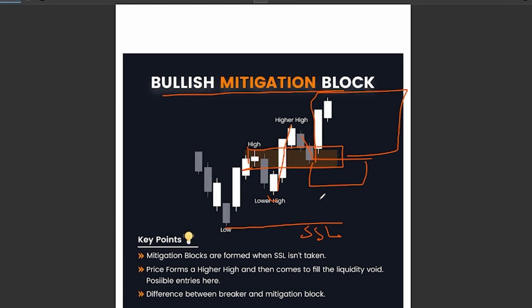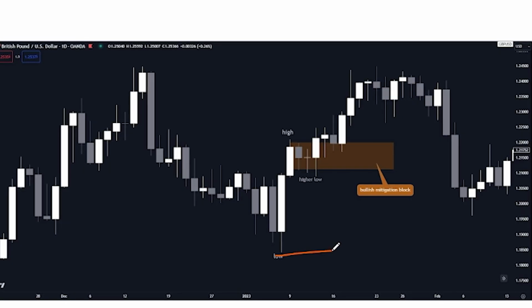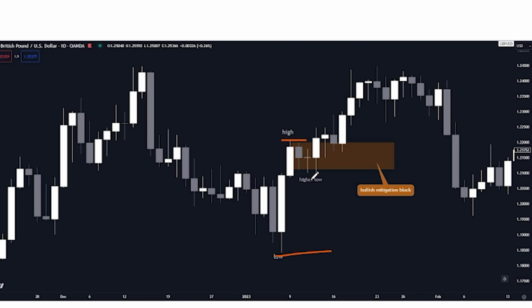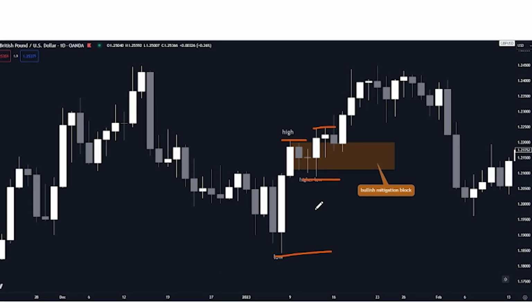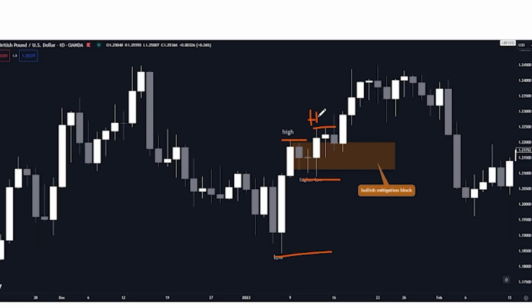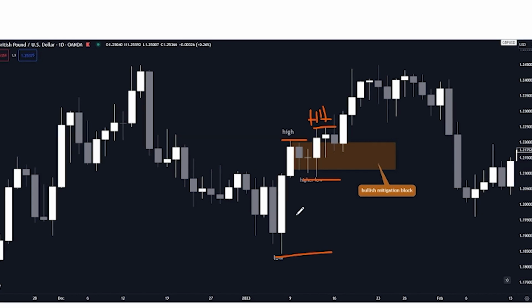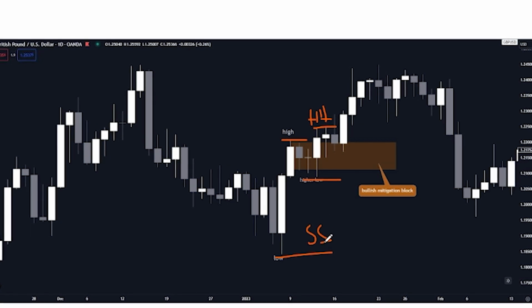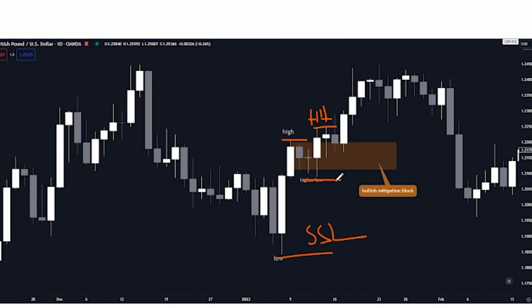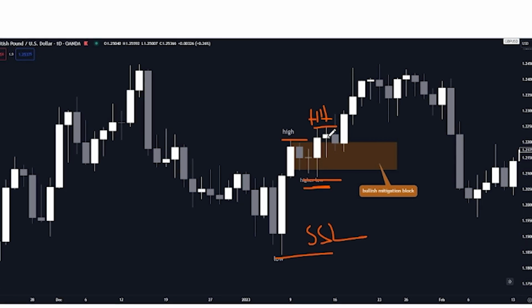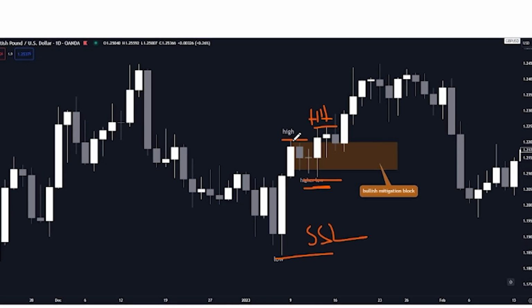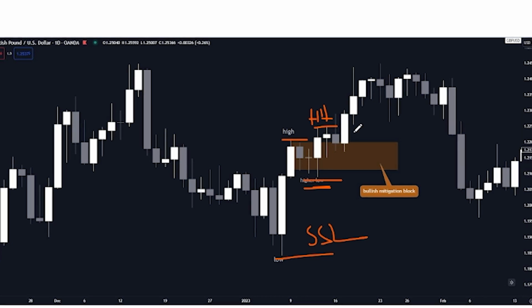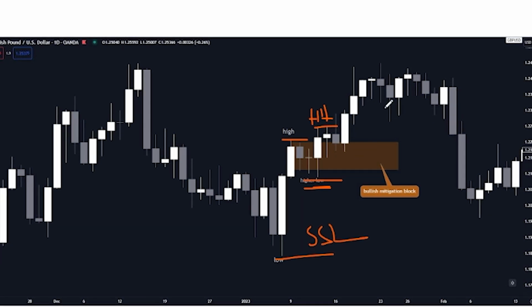So this is the basic structure of a bullish mitigation block. Now let's move to some examples. Here you can see price created a low, then a high, then a higher low, then a higher high. Now as you can see, price was unable to take out the sell side liquidity as it created a higher low. Now when this bullish order block gets retested again, you will take an entry here and target the highs.